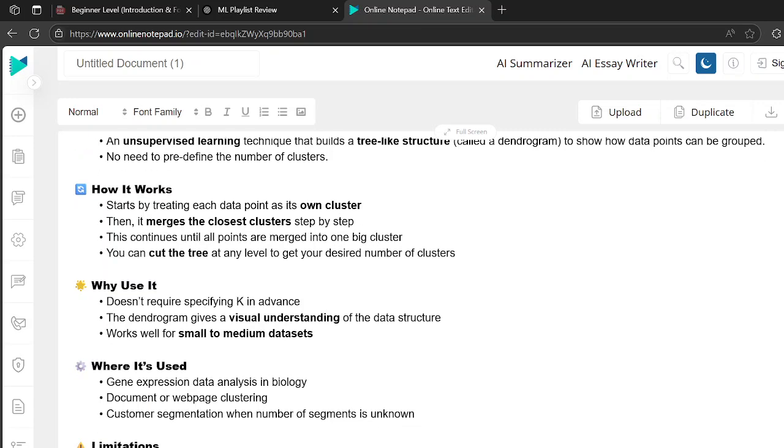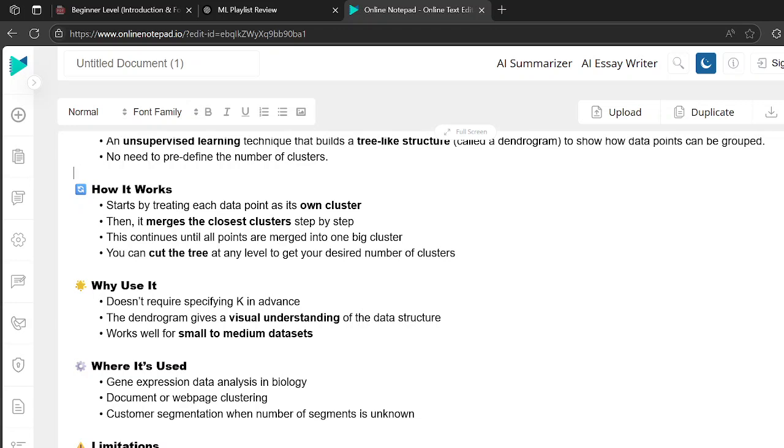How does it work? It starts by treating each data point as its own cluster. Then it merges the closest clusters step by step. This continues until all points are merged into one big cluster. You can cut the tree at any level to get your desired number of clusters. Alright.